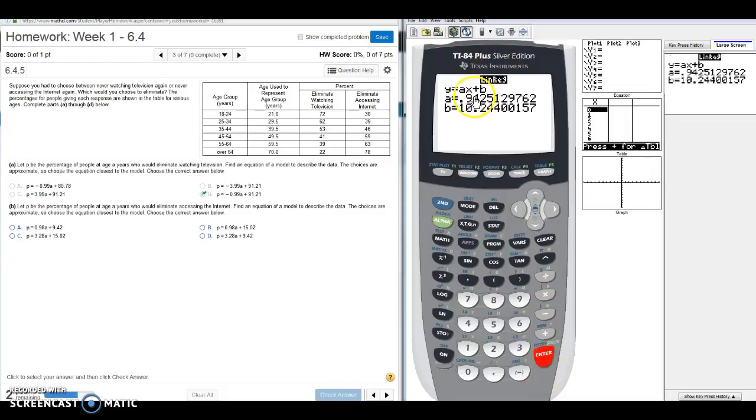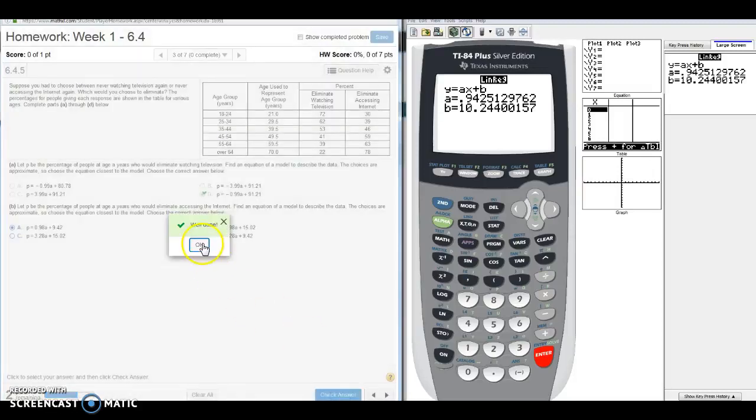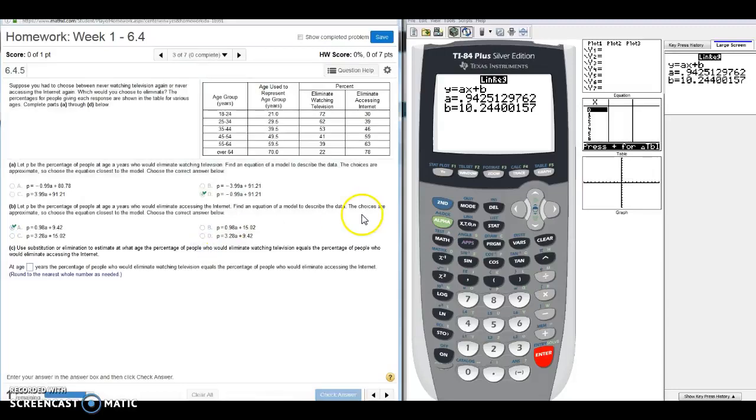And it looks like I get a slope of about 0.94 and a y-intercept of about 10. So it looks like this is my closest one, 0.98 and 9.42. Looks good. Again, these are estimates, and so my line estimates it. It's not perfect. I had to even estimate the middle years.